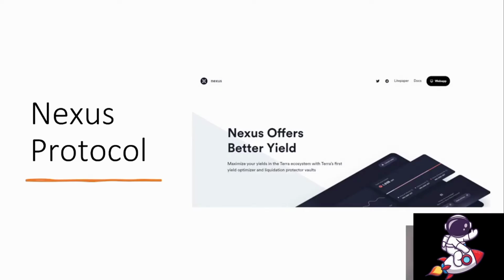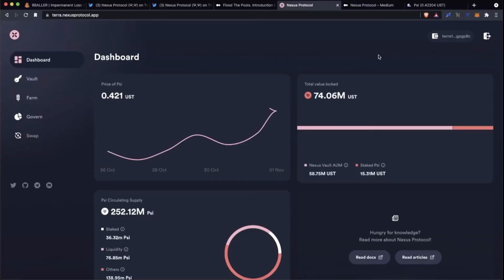Number 2, Nexus Protocol. The next project on our list is the Nexus Protocol. It was developed to maximize yields in the Terra ecosystem, and how it promises to do so could be a huge game changer. Let's break it down in a simpler way.